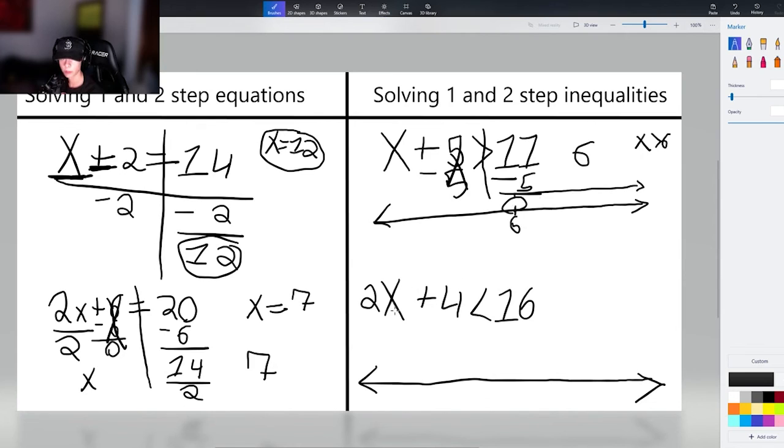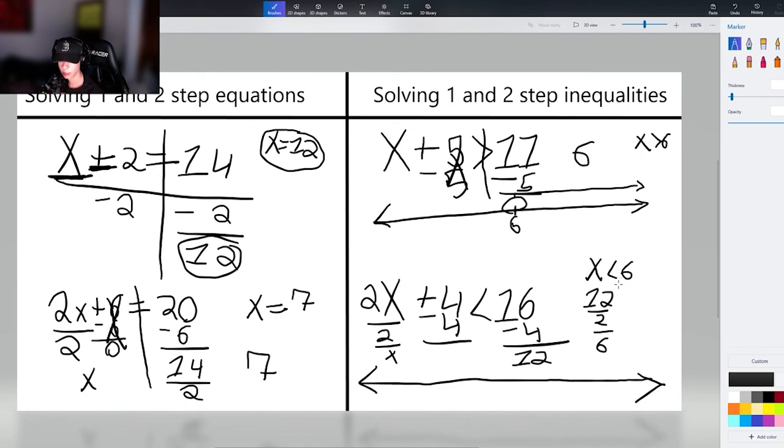And for the two-step inequalities, like the same thing for the two-step equations, you're going to minus 4. So then you'll do that on both sides. You have 12 over here, and then divide the 2x by 2, leaving you with just x. Divide the 12 as well, and do it over here. Divide 12 by 2, which will give you 6. Giving you the answer x is less than 6.